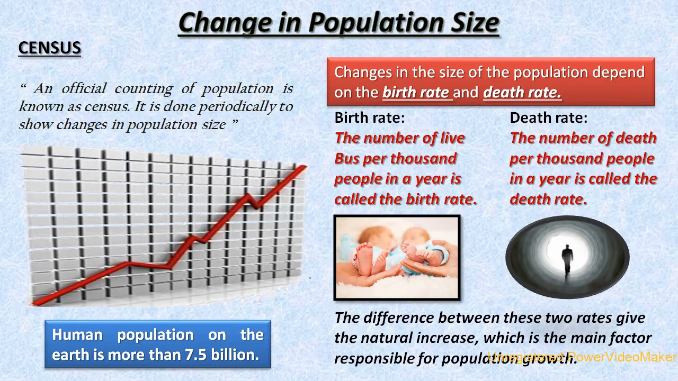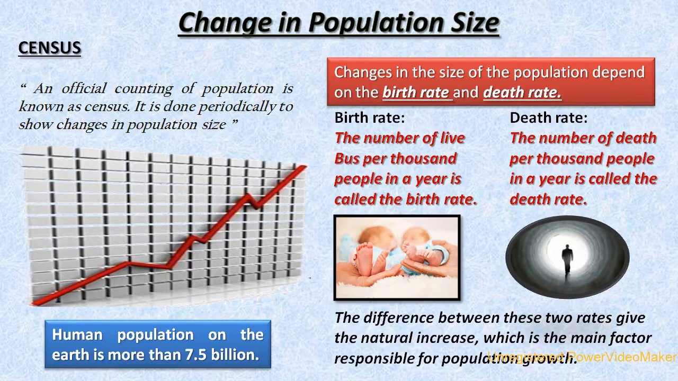So how are we finding this? By counting the number of people living in an area, we can find out the size of the population of that particular area. The process of counting the number of people living in an area is called census. There is an official definition for census. Just go through the definition. An official counting of population is known as census. It is done periodically to show change in population size.